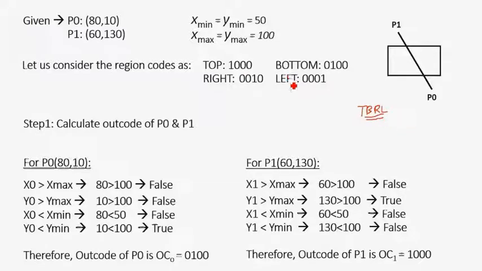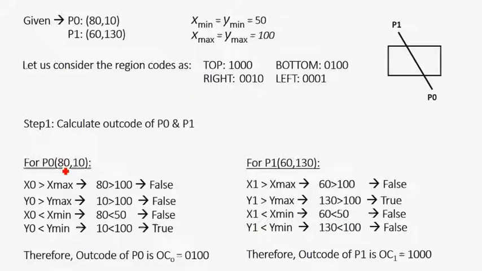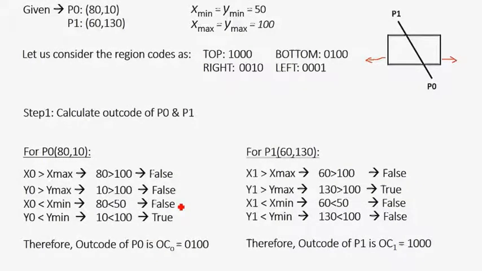Now the very first step is to calculate the region codes, the outcodes, of my endpoints. For P naught, which is the point 80, 10, to check which area it is in, I take my x naught value and see if it is greater than x max. If yes, it would be on the right side. If it's less than x min, it will be on the left side. Since both are false, it is neither on the right nor the left.